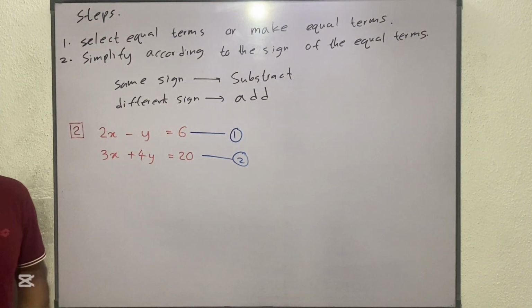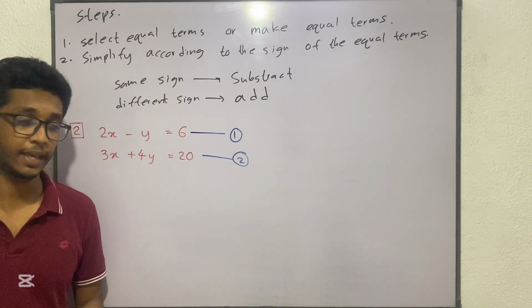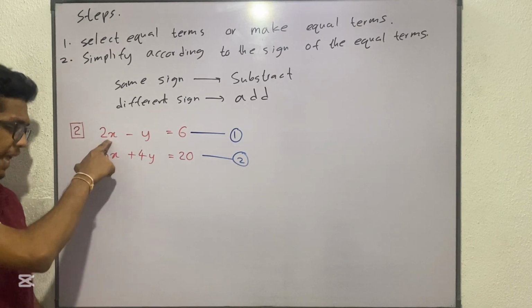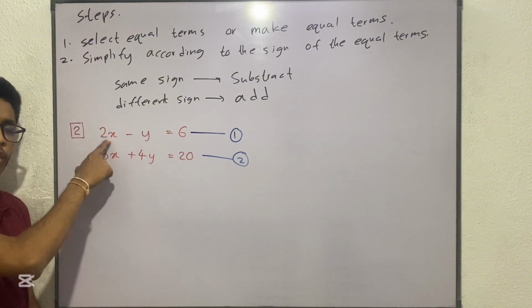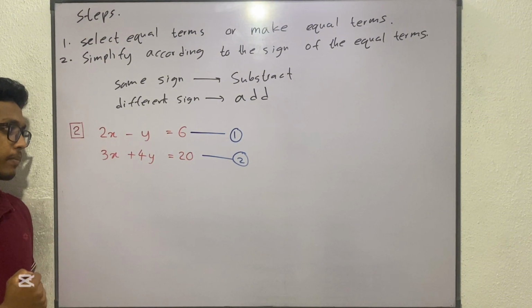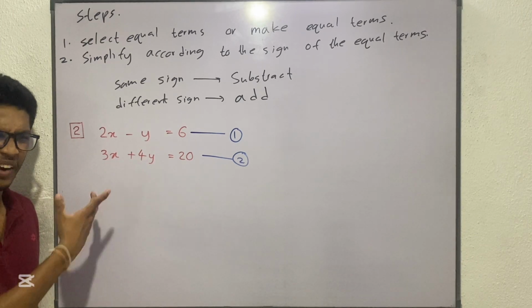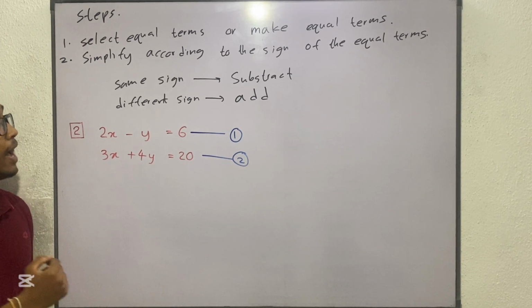Then if I follow the two steps, the first one is to select equal terms or make equal terms. Here if I consider the x terms, this is 2x, this is 3x. X terms are not equal. Then I will consider y terms. This is y, this is 4y. Y terms are also not equal.